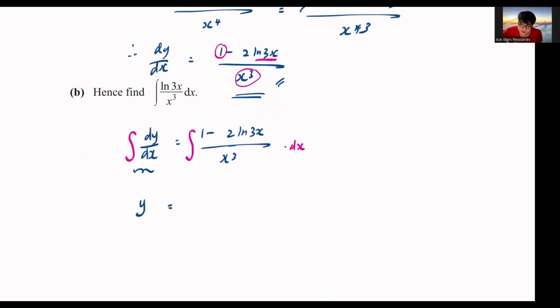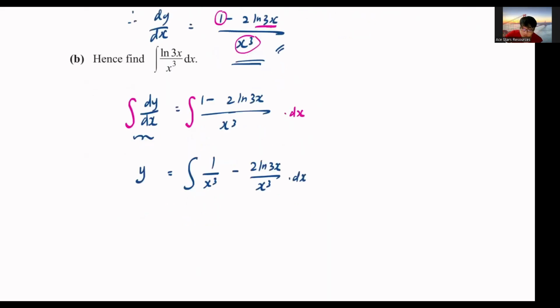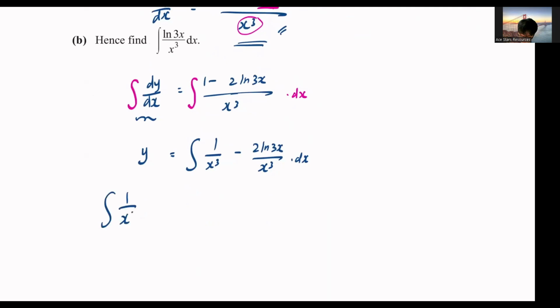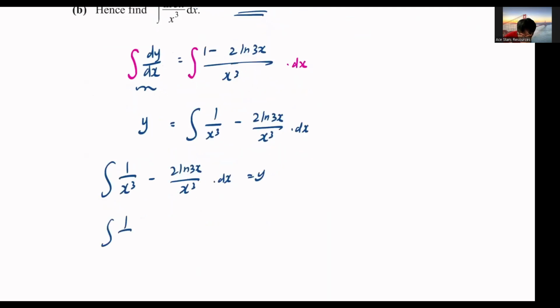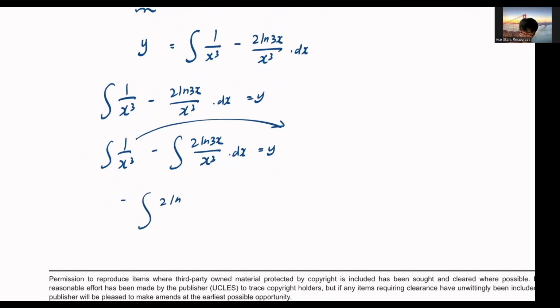Then that is equal to, okay, to integrate this it's better if you separate it into the integral of 1 over x cubed dx, minus the integral of 2 ln 3x over x cubed dx. Let me rearrange a few things nicely. So the integral of 1 over x cubed dx minus the integral of 2 ln 3x over x cubed dx is equal to y, and then you can move the 1 over x cubed integral to the other side, so it looks like the integral of 2 ln 3x over x cubed dx is equal to the integral of 1 over x cubed dx minus y. Okay, are we done?